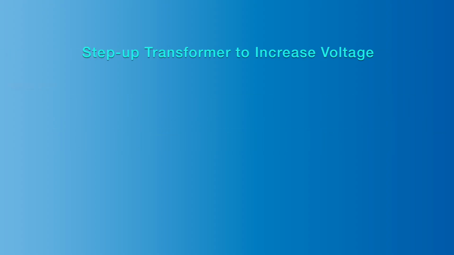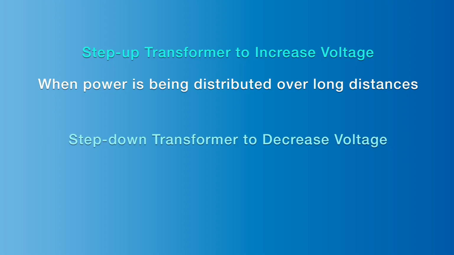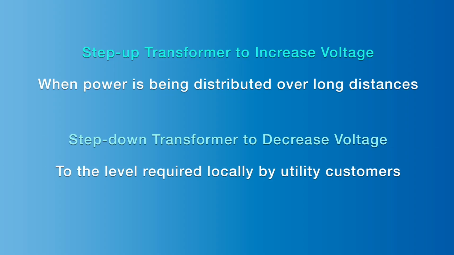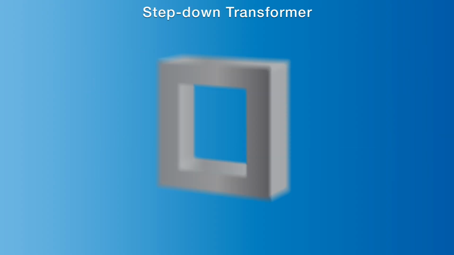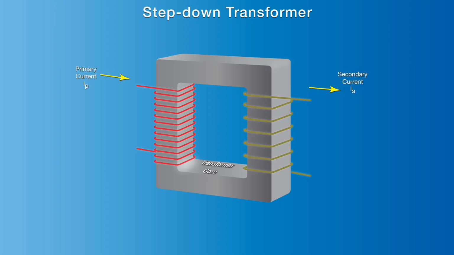Step-up transformers increase voltage when power is distributed over long distances, and step-down transformers decrease voltage to the level required locally by utility customers. At the center of a step-down transformer is an iron loop. This is the transformer core. On the input side of the transformer core are wound the primary winding coils. On the output side of the transformer core are wound the secondary coils.